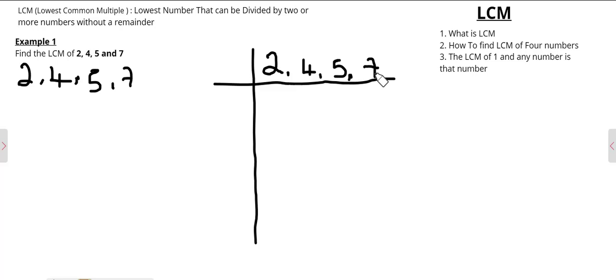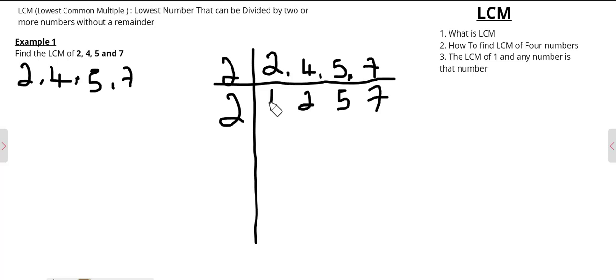Now there's no number which can divide all 4 of those numbers without a remainder, so we go gradually as we used to. So we first of all have 2. Since 2 can divide 2, and when 2 divides 2, we have 1. 2 can also divide 4, and we have 2. So 2 cannot divide 5 without a remainder, so we have here 5. Same thing with 7. 2 can't divide 7 without a remainder, so we have 7. Next we divide again by 2.